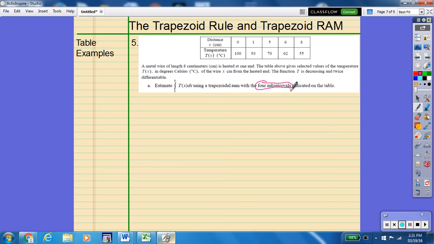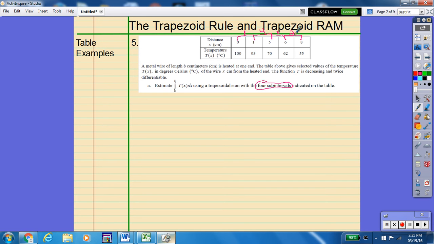But in this case they want 4, and with the data that they gave me, the only way to do that is go from 0 to 1, 1 to 5, 5 to 6, and 6 to 8. So here's what's going to happen with this problem. You have to be very careful because the difference of 0 to 1 is only 1, but the difference between 1 and 5 now is 4, and 5 and 6 is 1 again, and 6 and 8 is 2.